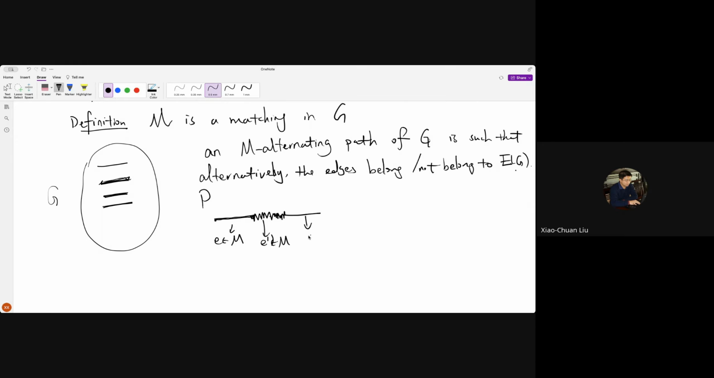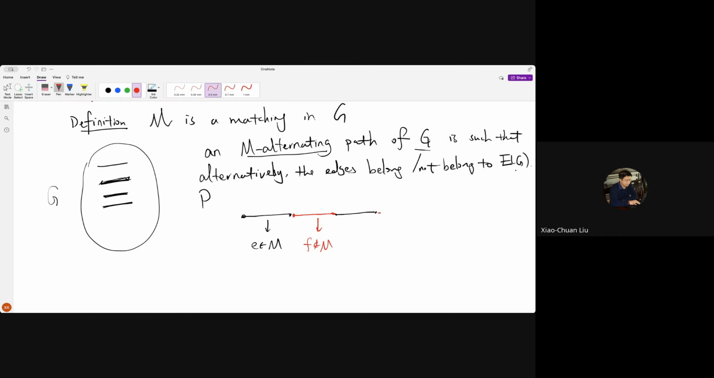For example, this E belongs to my matching, and the next one, maybe I use blue to say it's not. It's really confusing. So this path itself is a path of my graph. Let's write every edge E in my matching as black, and then I write this red. For example, F is not in M. Okay, so this is the definition of an M alternating path of G.